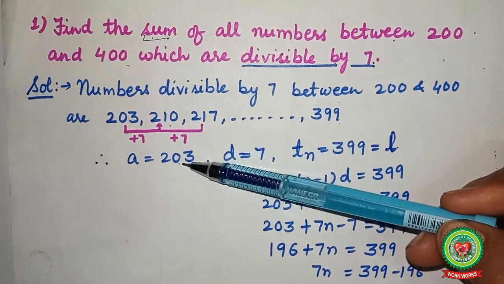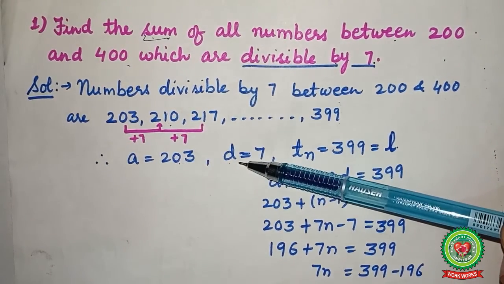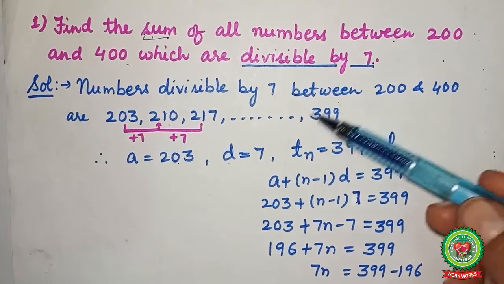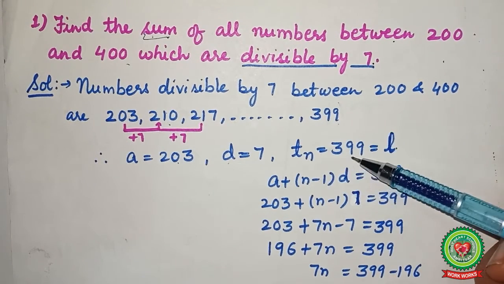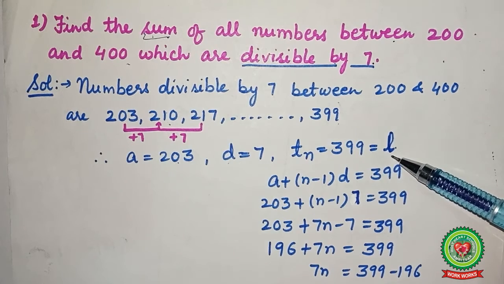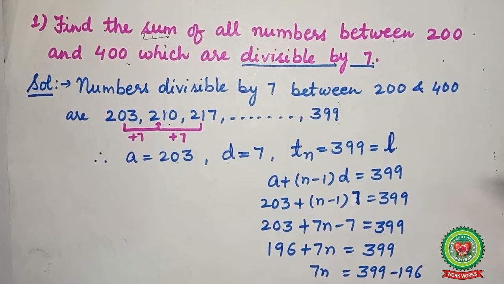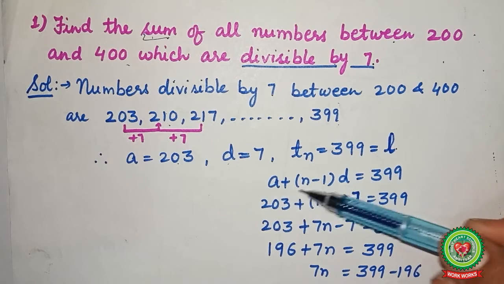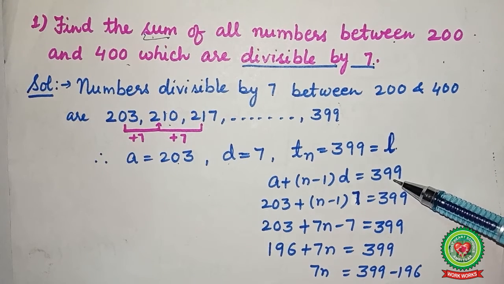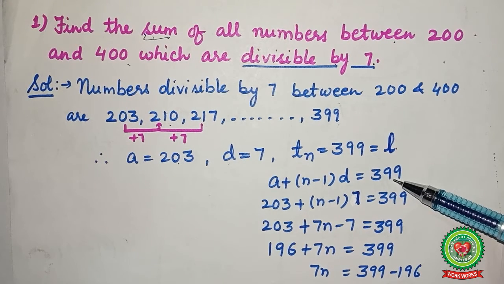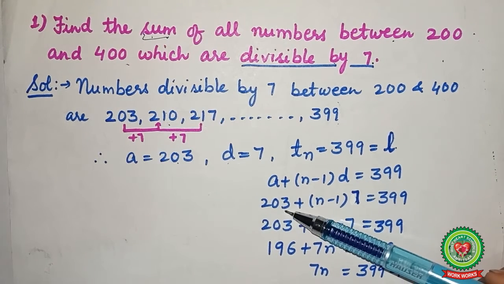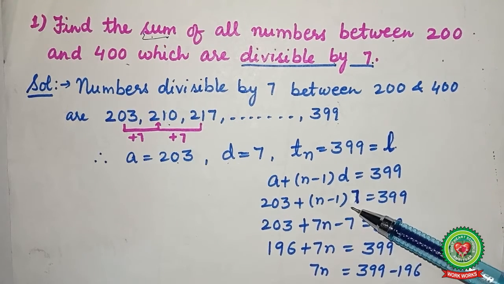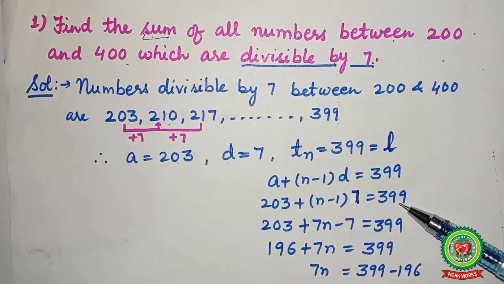So A is 203. Common difference is 7. And here the last term is given. So Tn is equal to 399, which is equal to L. Now for finding the sum we want N. It is not given, so firstly we will find N. Here Tn is given, so apply the formula. We get A plus (N minus 1)D is equal to 399. Put the value of A and D: 203 plus (N minus 1) into 7 is equal to 399.